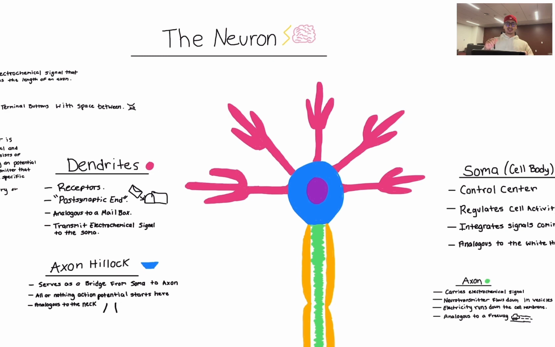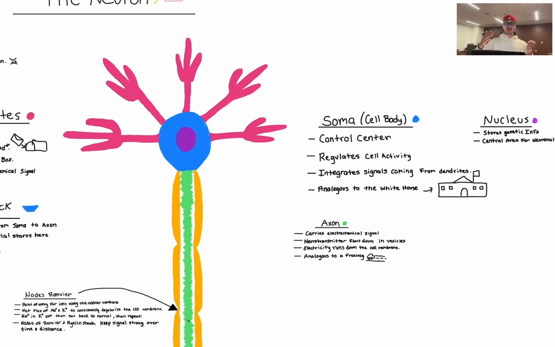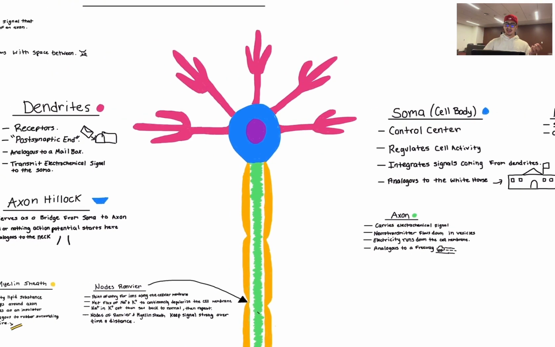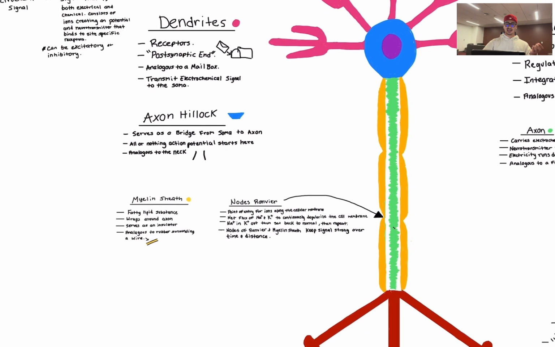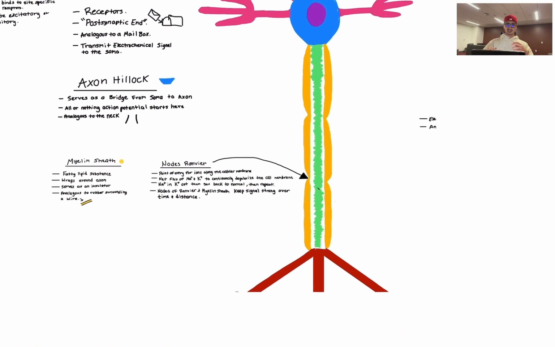And that message is going to be sent down to the soma, where it's going to decide, hey, is this an excitatory or inhibitory message? Are we going to excite the next neuron? Are we not? And then once it decides, hey, we're going to excite the next neuron, the axon hillock is going to make that decision, and it's going to serve as the bridge from the soma to the axon for that all or nothing action potential to occur.